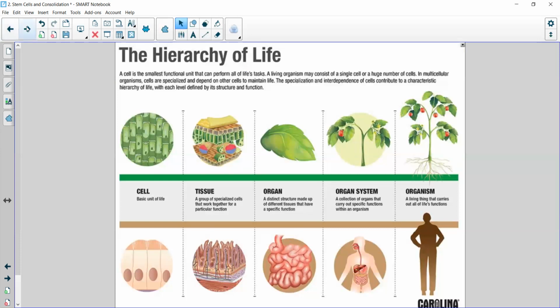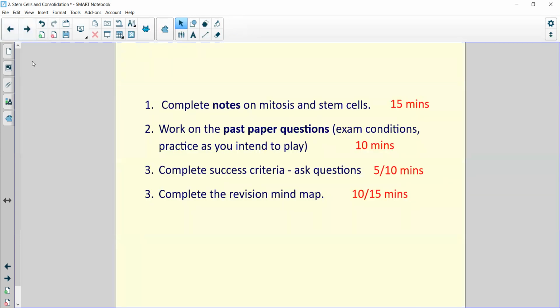And that is it. So, hopefully that gives you a bit of background on stem cells. You need to know that they are unspecialized, that they can self-renew, and that they can become specialized to become the different systems and whatnot that we need in the organism for it to be able to survive.